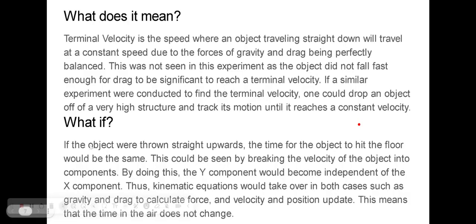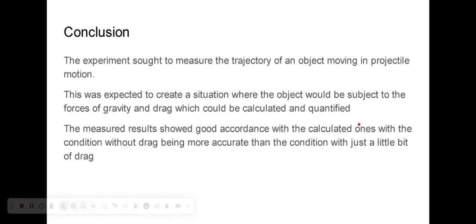If an object were thrown straight upwards versus at an angle, you break it down into components and then apply kinematic equations. You would only solve for the y component in both cases, and the time in the air does not change. Conclusion. This experiment sought to measure the trajectory of an object moving at projectile motion.